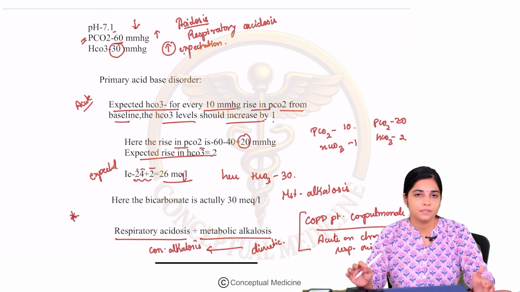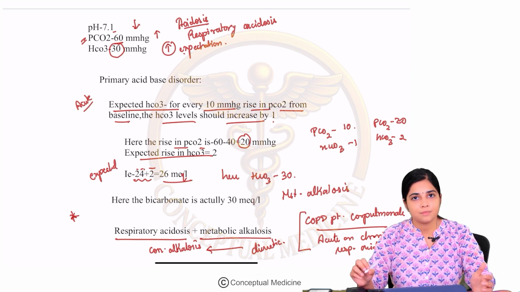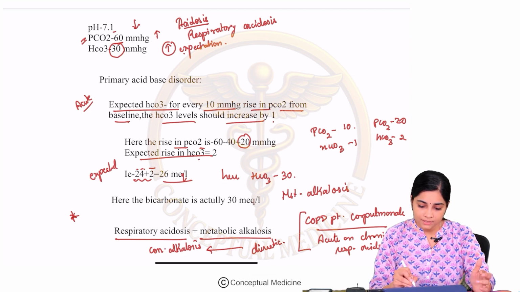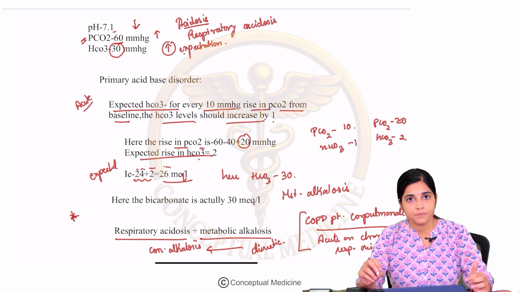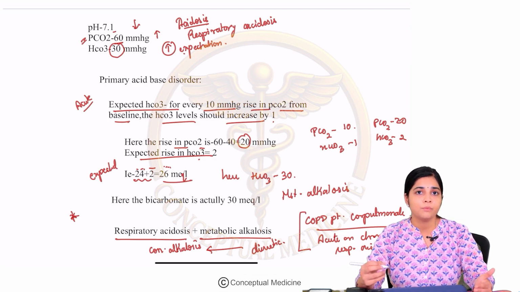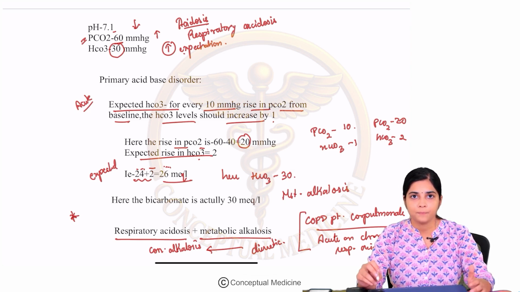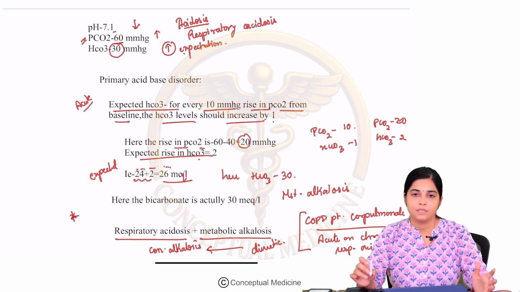So I hope it's clear till here. So we have understood why this is respiratory acidosis, right? Next is, what was the expected rise in bicarbonate? Expected rise should have been only 26, right? Because here the PaCO₂ is raised by 20, bicarb should have raised only by 2, it should have been 26. But here it has risen more than that. That means there is a component of extra metabolic alkalosis. Okay, so clear till here. So this is about your step 2, about your different types of compensation. Okay, let us move ahead.